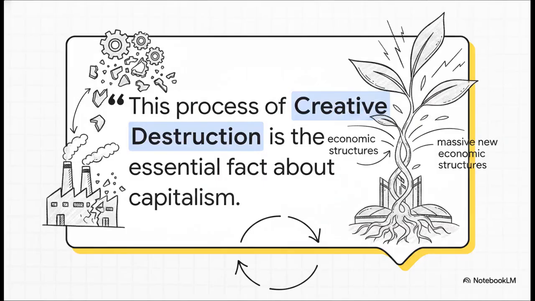To really wrap our heads around this era, we've got to start with a brilliant, honestly kind of brutal concept from the economist Joseph Schumpeter. He called it creative destruction. Schumpeter argued that capitalism is almost like a biological mutation. It doesn't just quietly add new things to the economy. No, it relentlessly destroys the old economic structures from the inside out to make room for massive new ones. Basically, innovation obliterates the past to pave the way for the future.